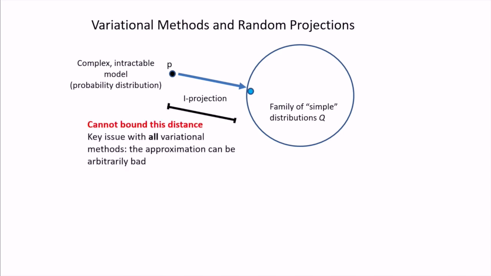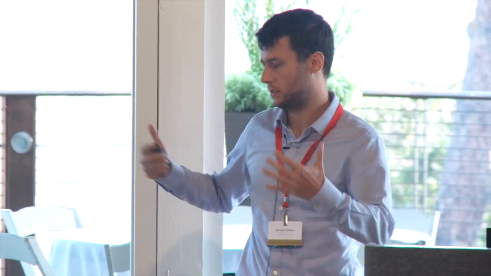The problem is that in general, you cannot bound this distance. This distance can be arbitrarily large. If your distribution is too simple, say it's maybe a Gaussian, and your true intractable model is maybe a mixture of two Gaussians, you cannot approximate well, no matter how well you choose your parameters. So that's the general problem that we have in these kinds of approaches.